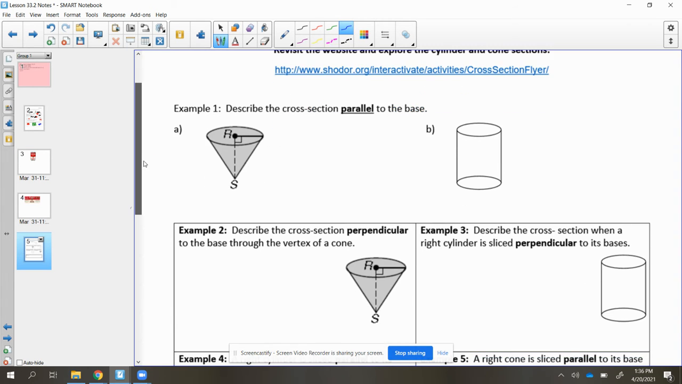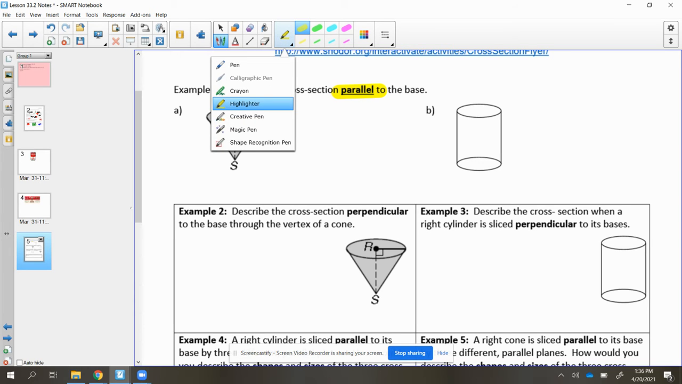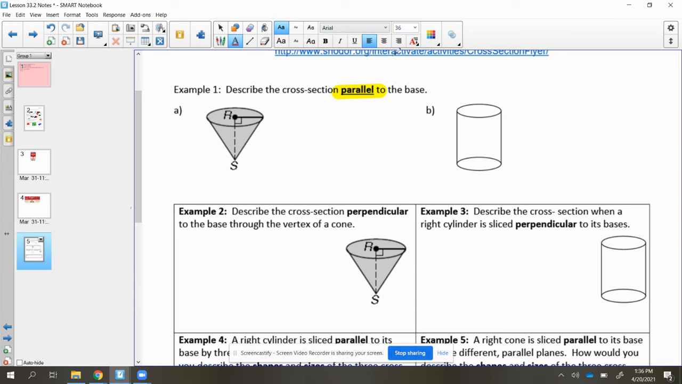Now, dealing more with our cross sections, again, if we want to focus on our cross sections being parallel to the base, that's again when it is going in the same direction. So reminder, parallel means the same direction as our base. Okay, so same direction here. I'll put that as well as the base.